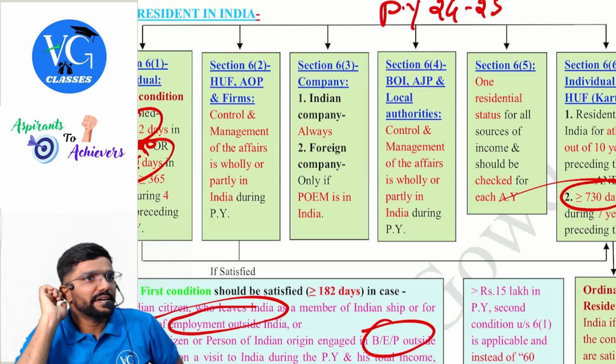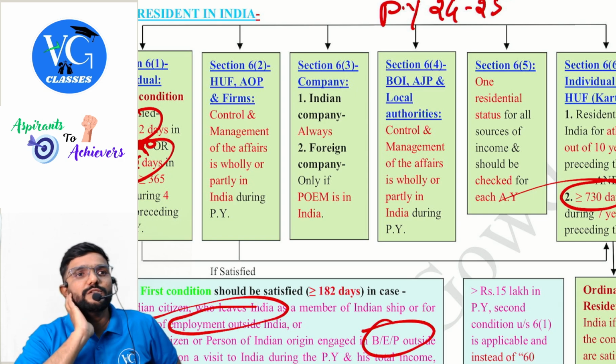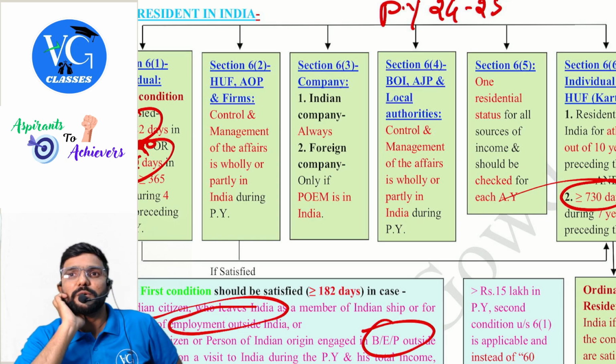One confusion I will try to create and clear it. Somewhere else also we have 180 days. Where is it?